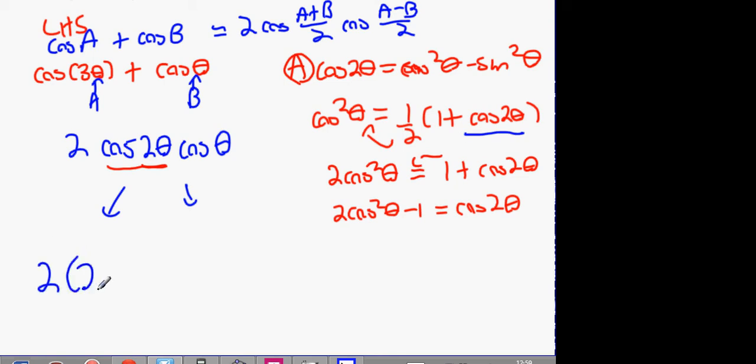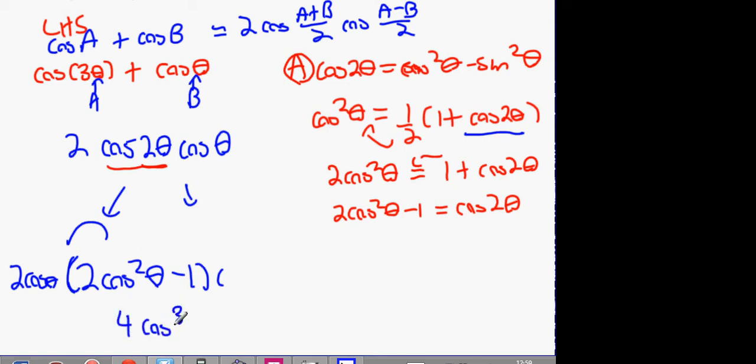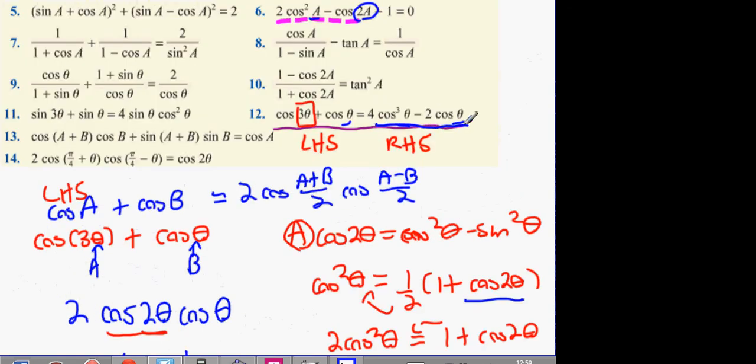2 bracket 2 cos squared theta minus 1, cos theta. Multiply it out. And see the cos theta, guys? I'm going to move that to the front. Why am I allowed to move that to the front beside the 2? It's multiplying. So, what's 2 cos theta times 2 cos squared theta? 4 cos cubed theta. 2 cos theta times minus 1? Does that equal the right hand side? It does, yeah.